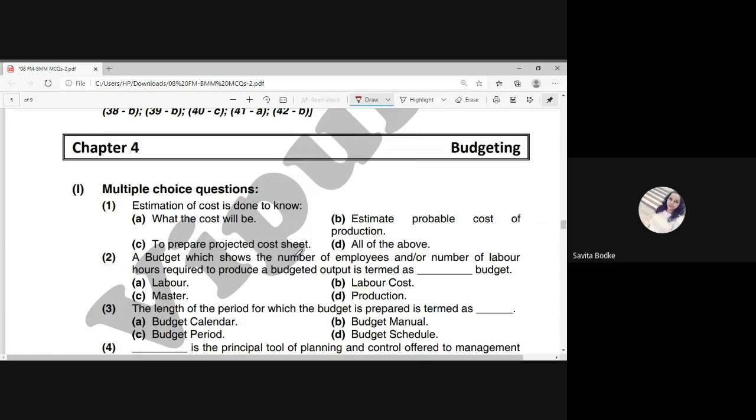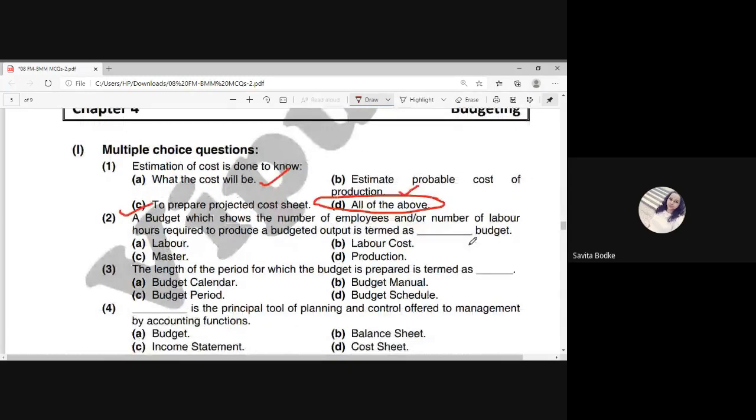The estimation of cost is done to know... Now just think, which can be the appropriate answer, why are we doing the estimation of cost? We always do the estimation of cost to estimate the probable cost of production, and even to prepare the projected cost sheet. So we are doing the estimation of cost for all of this. So the most appropriate answer for MCQ number 1 is the last option.